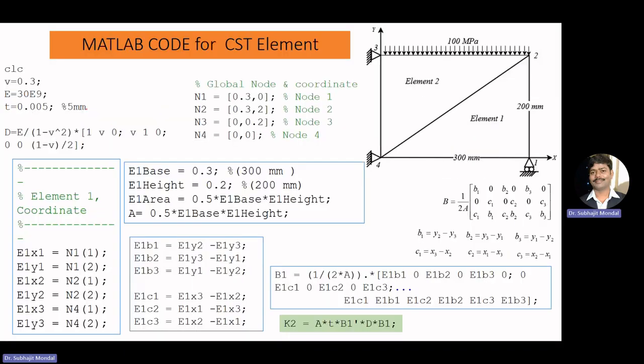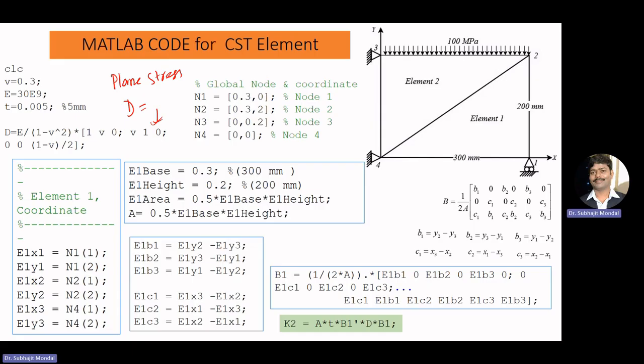Now here you can see for the plane stress problem, we can write the D matrix in this format. Okay, so the D matrix will be like this. Already we have discussed this part in the theoretical portion. Now we need to calculate only the B matrix.